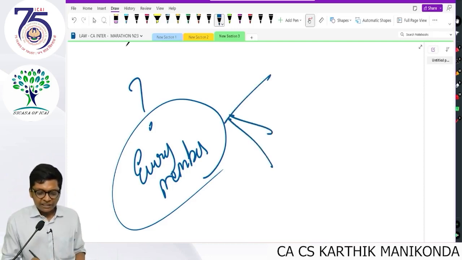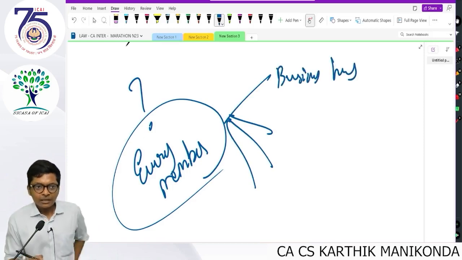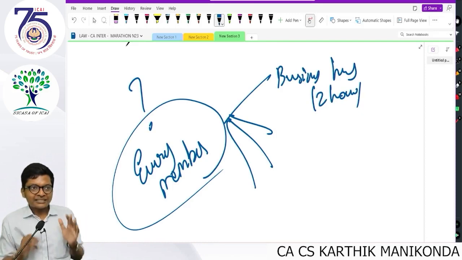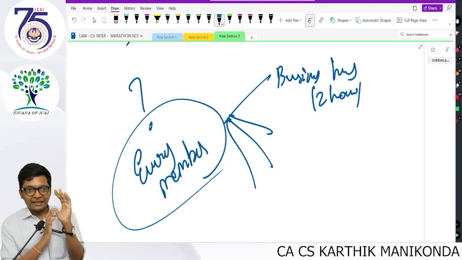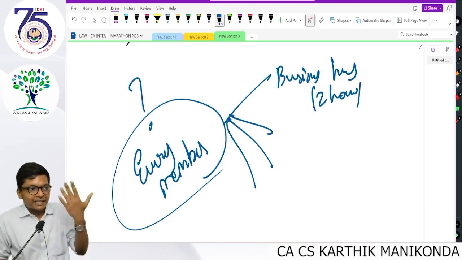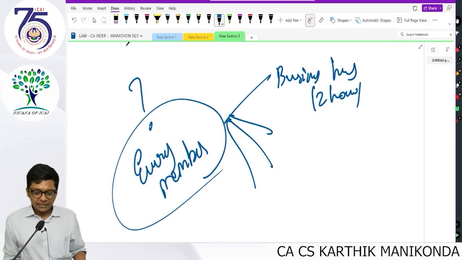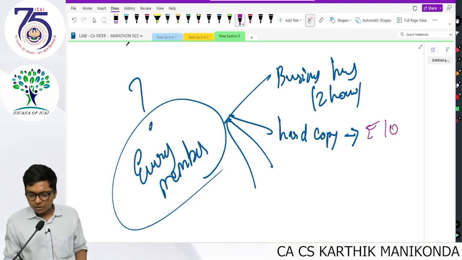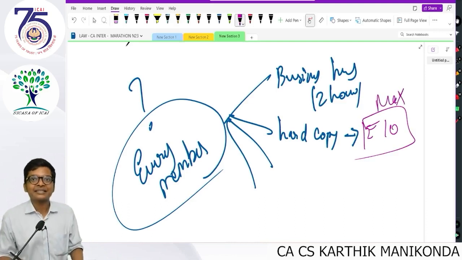Now, for inspection, what time can he inspect? Business hours, but not the full business hours. The company will decide any 2 hours, 10 to 12, 1 to 3, 4 to 6. Within business hours, the company will keep a range of 2 hours when you can come. Otherwise, daily they will keep coming. Can I get a hard copy? Of how many years? Any number of years, but you have to pay printing charges, maximum 10 per page.